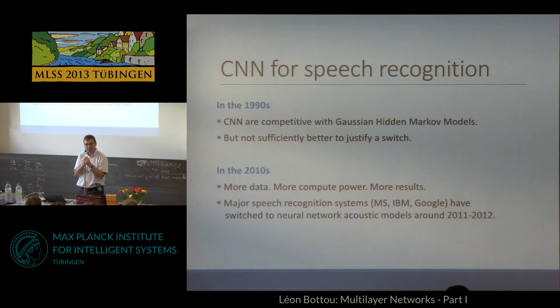In 2010, 11, 12, more data, more compute power, more results, and this kind of architecture started beating the hidden Markov model by a good margin. In 2011, 2012, basically all the major speech recognition systems switched to neural network acoustic models because they work better. And you see something that's quite generic. It's what happened with all this neural network deep learning story. What has changed is that things that were working already but were hungry for data and hungry for compute power now are just working fine.